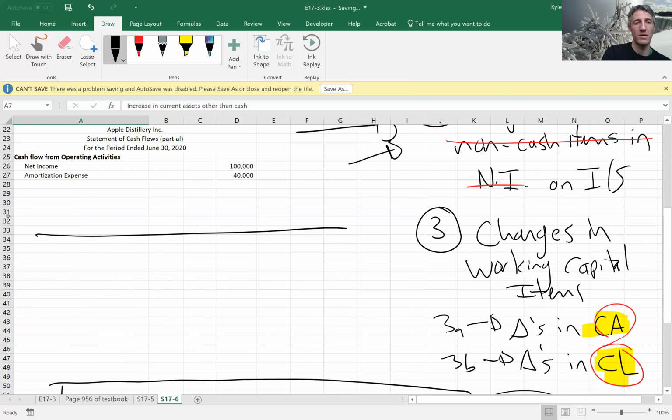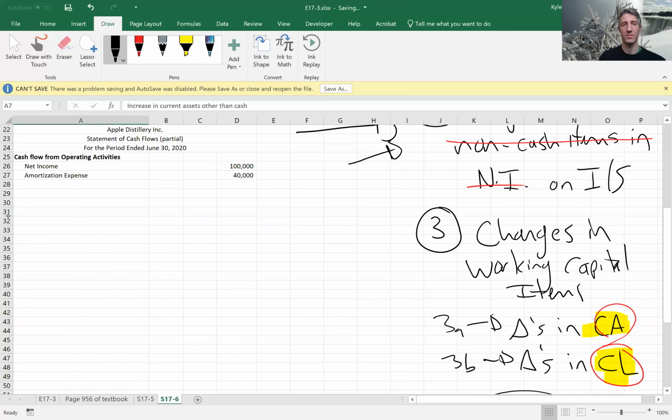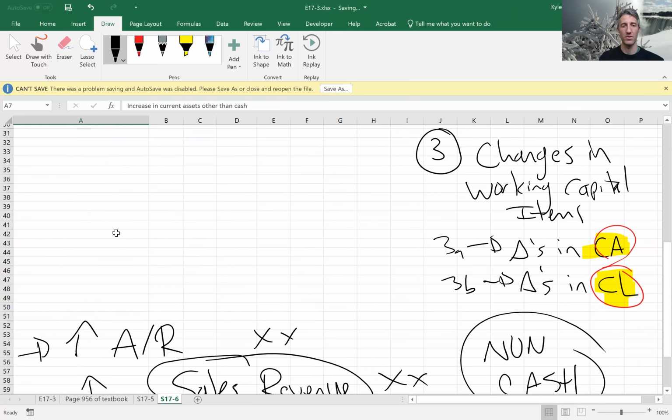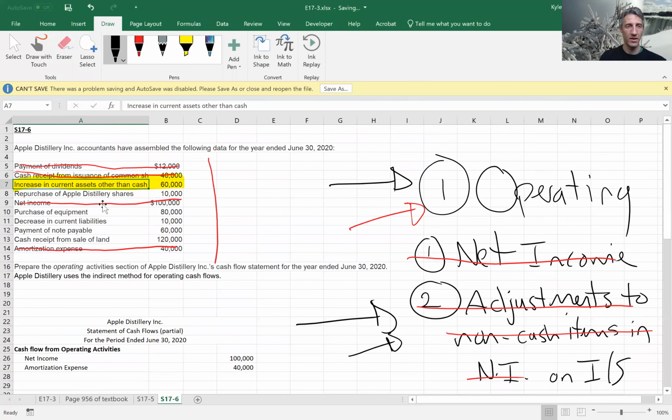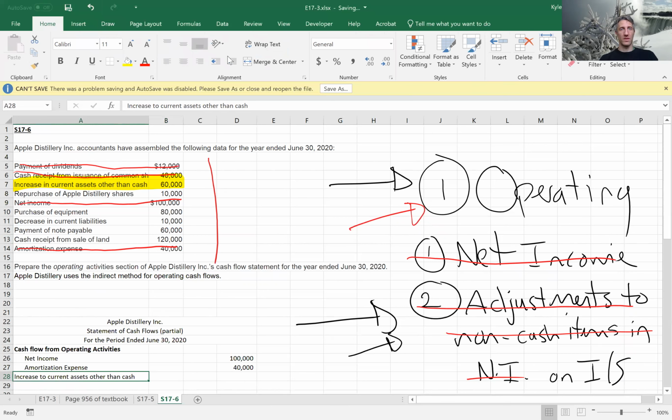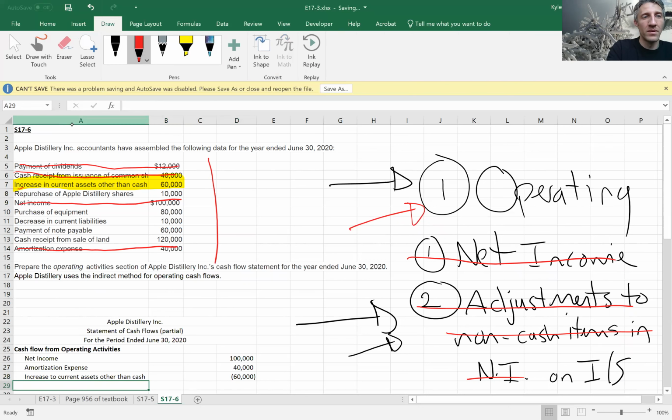Now looking at this problem, and I don't think I'm going to need all the space down there, so I'm just not going to bother erasing it to save time. There was an increase to cash of $60,000. So what I'm going to do is increase to current assets other than cash. Oops. And remember, that's going to be a decrease to cash. And now we're done with that.